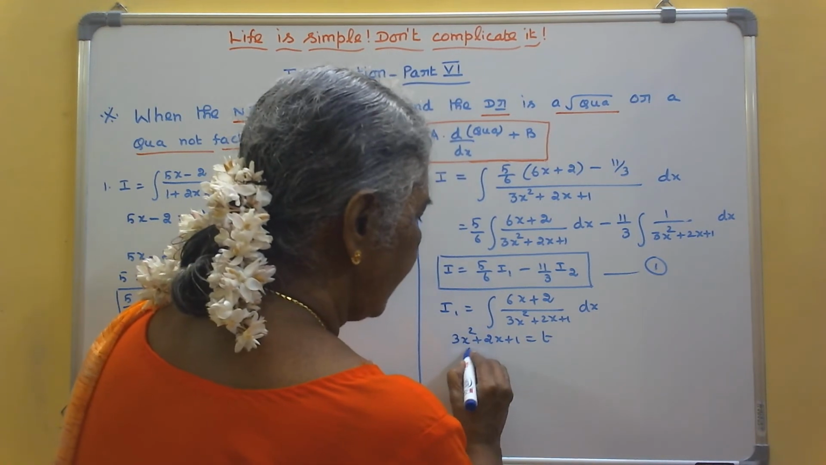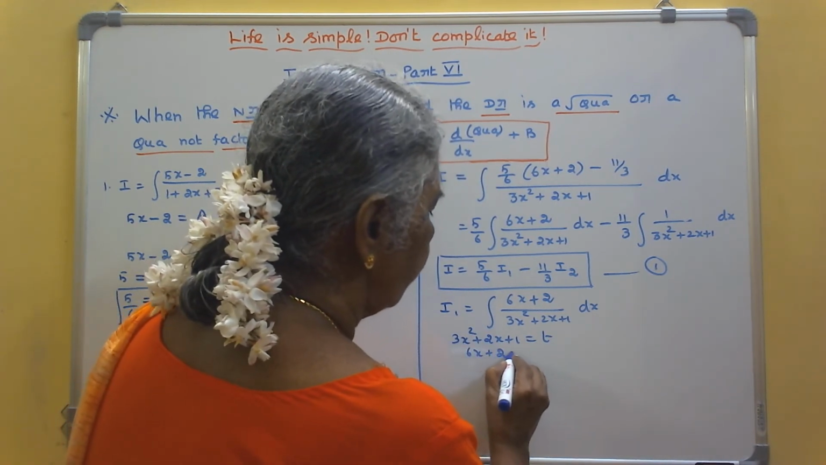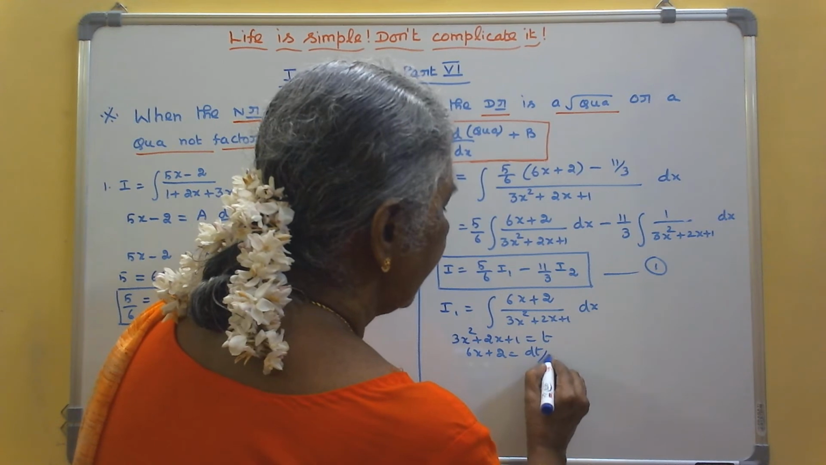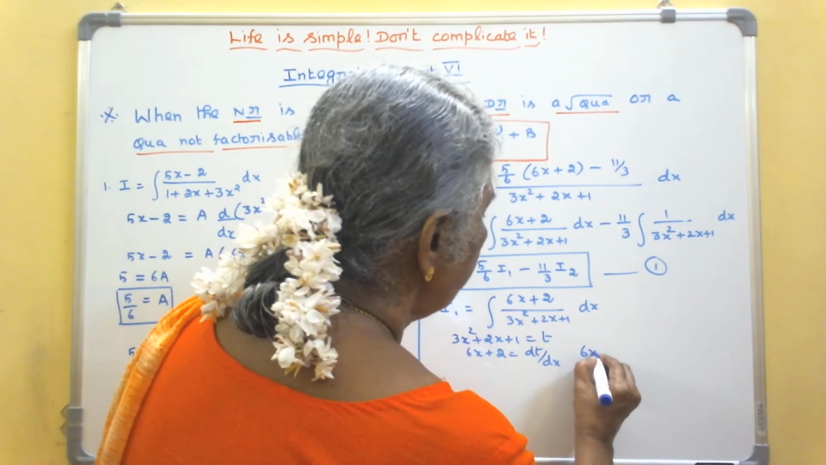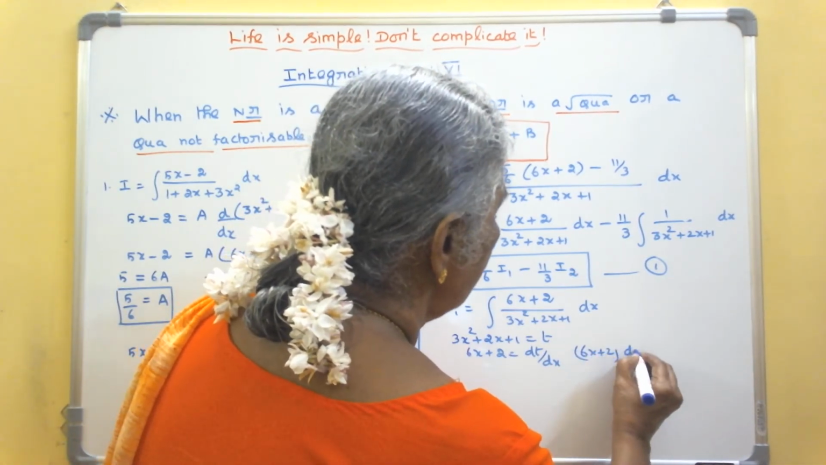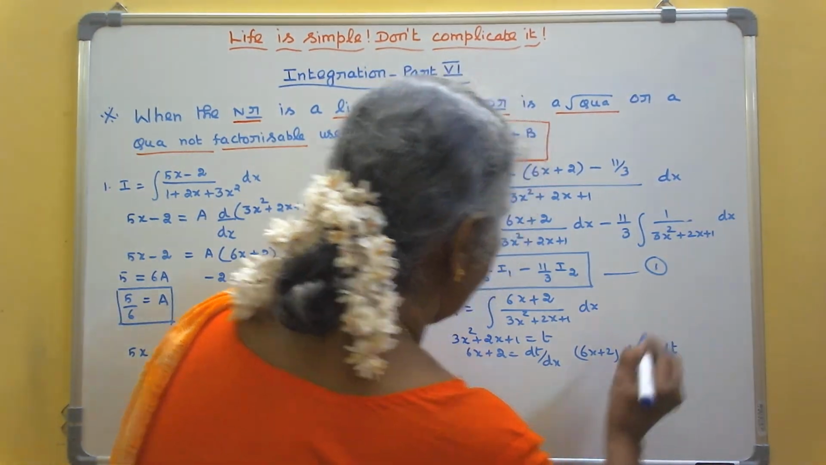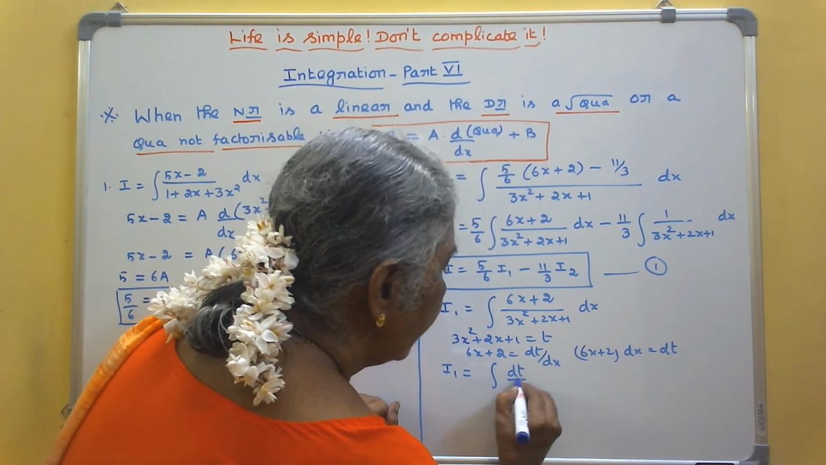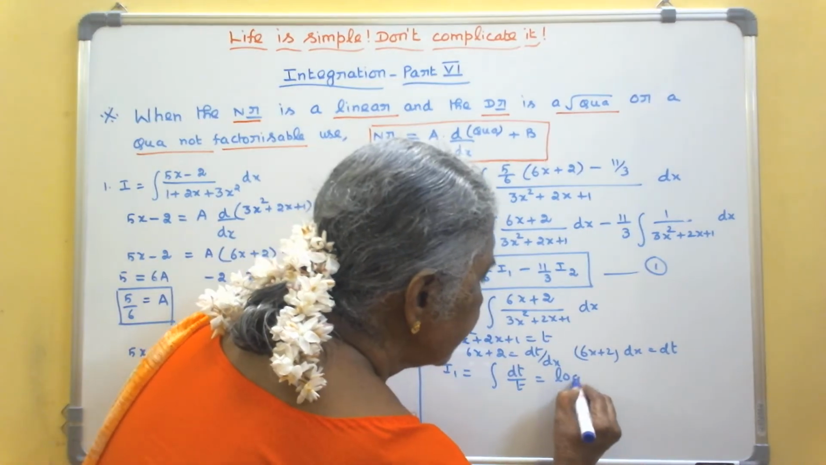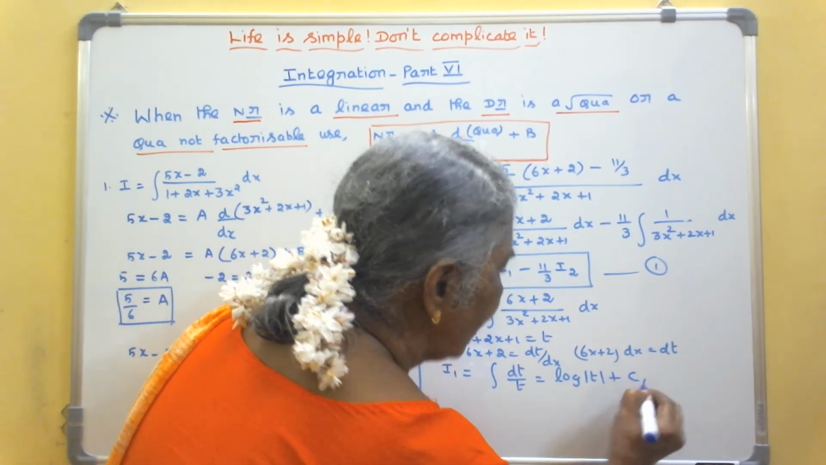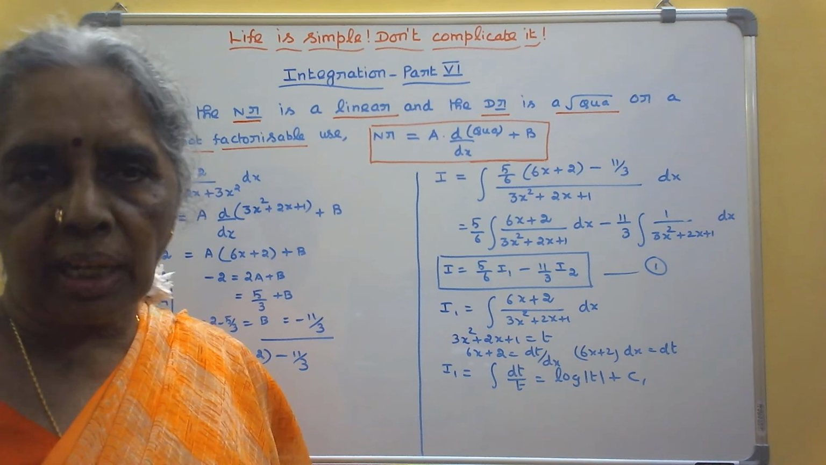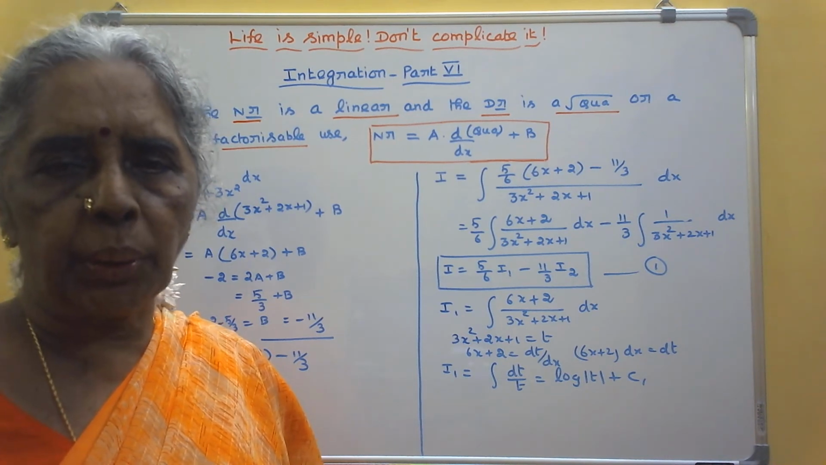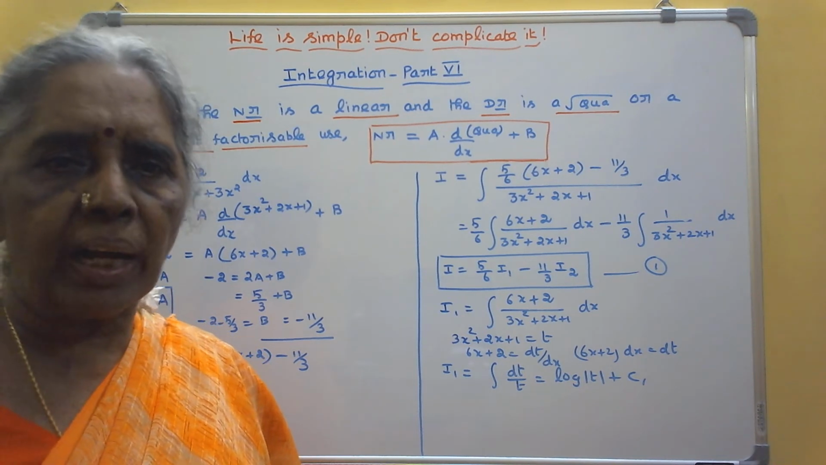When I differentiate, I will get 6x plus 2, that is equal to dt by dx, which gives me 6x plus 2 dx is equal to dt. So the I1 now becomes integral dt by t, which is log mod t plus c1. Because you are having two integrals, I have already told you, write them as c1, c2, finally merge it.